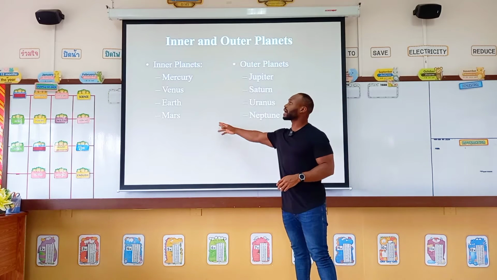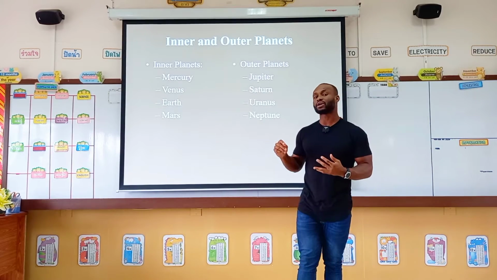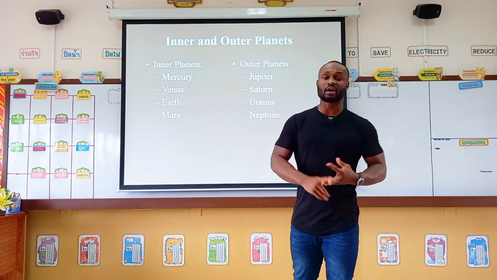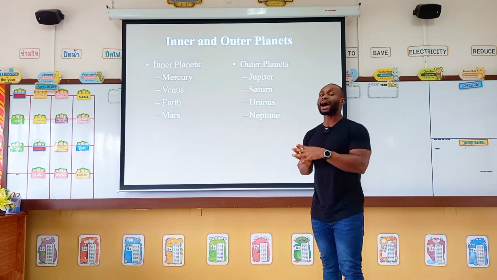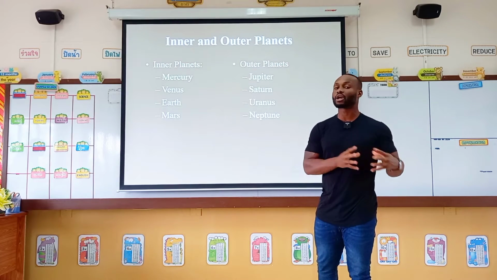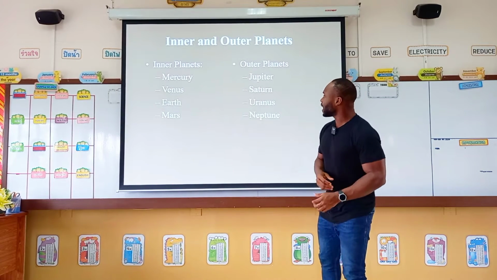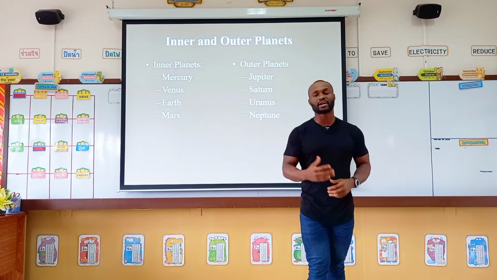Now, let's take a close look at the inner planets. Now, the inner planets consist of Mercury, consist of what? Venus, Earth, and Mars. So these are what? The planets that are closer to the sun. That's why they're called inner planets, because they're closer to the sun. And we have the outer planets. This is a little bit further away from the sun.